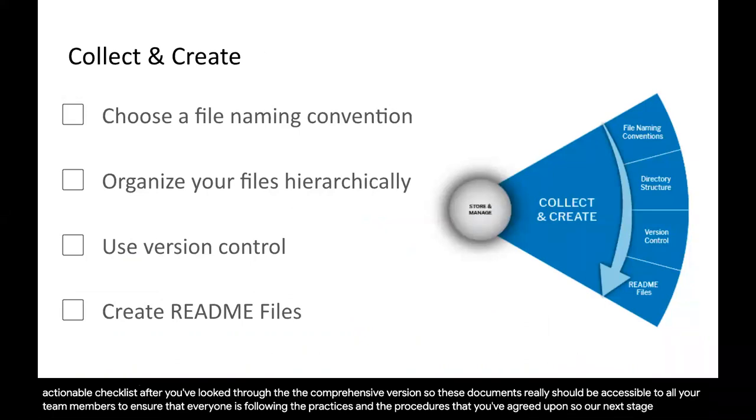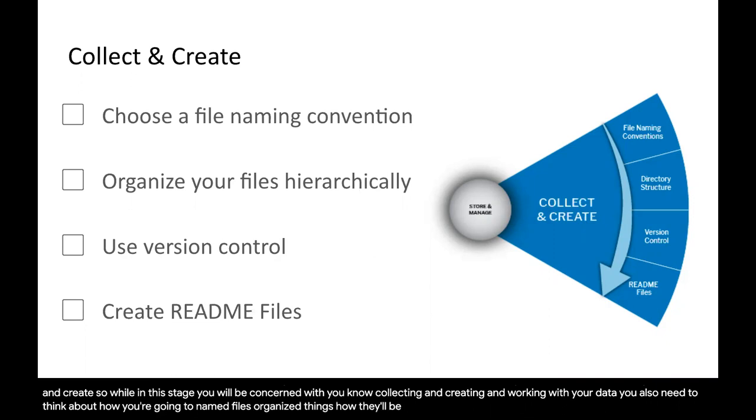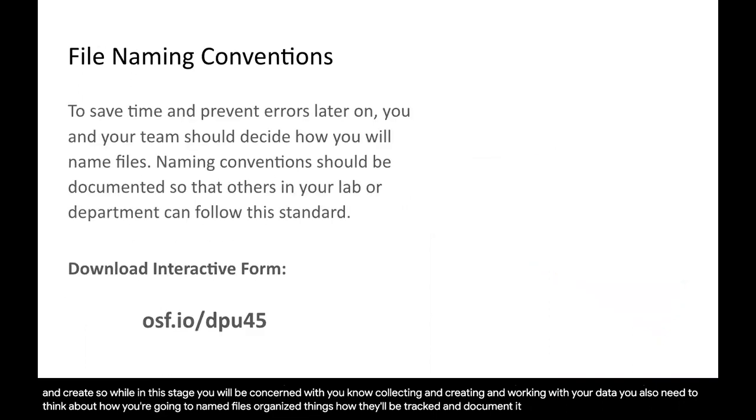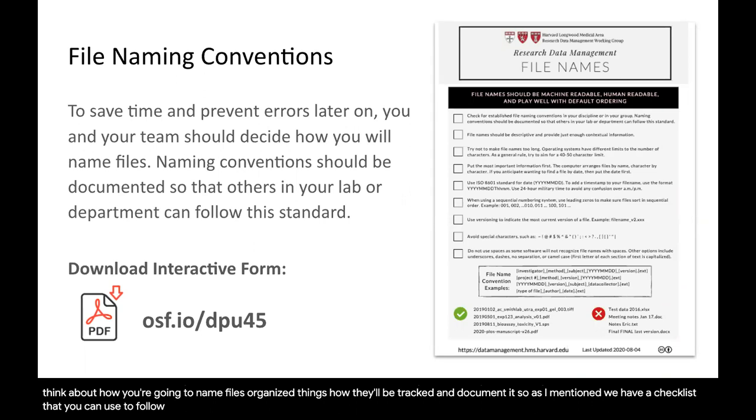Our next stage is collect and create. While in this stage you will be concerned with collecting, creating and working with your data, you also need to think about how you're going to name files, organize things, and how they'll be tracked and documented. As I mentioned, we have a checklist that you can use to follow the principles for creating file naming conventions. This worksheet has some templates you can follow and both some good and poor examples of file names to get you on track.